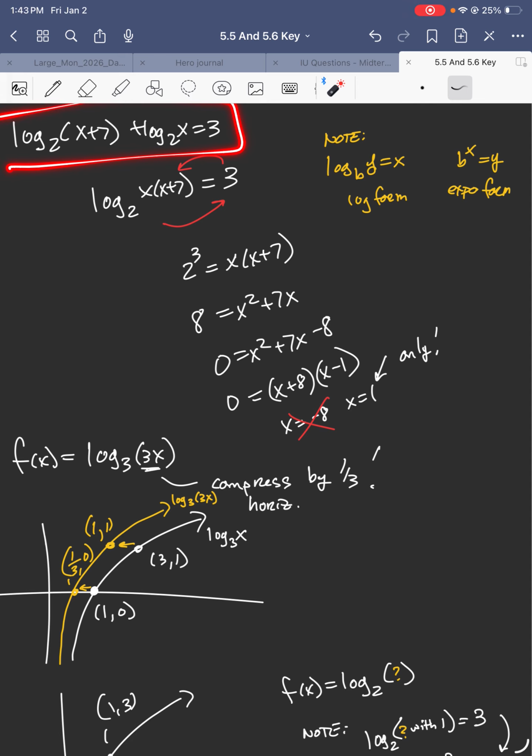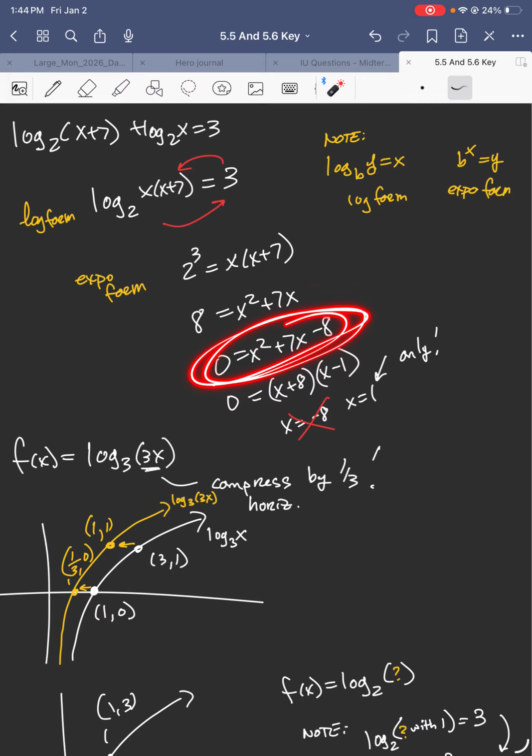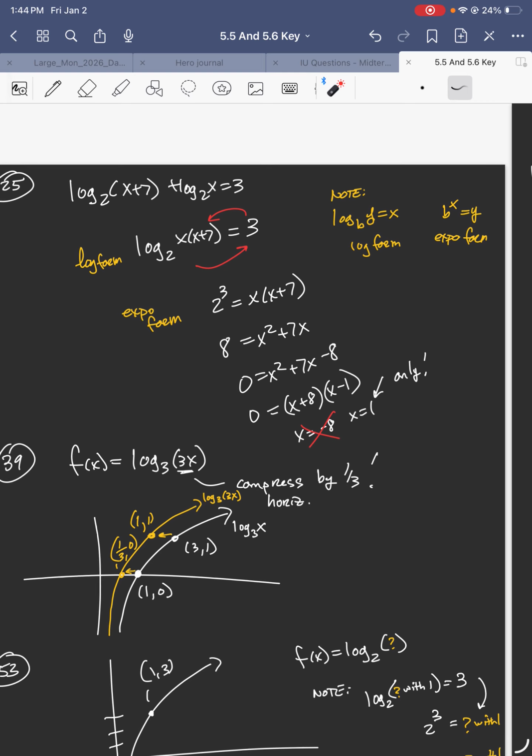So here it's not yet in log form because I have too many logs, but this sum of two logs is just the log of a product. So now it's in log form. Notice there's a 1 understood out front. So 2 to the third equals this stuff. So that's going from log form to exponential form. And then we multiply this out. We know that we want to get everything set equal to 0 because that's how we can factor. We get two answers, but notice that -8 doesn't work because if you try and plug it back into the original, it gives you garbage.